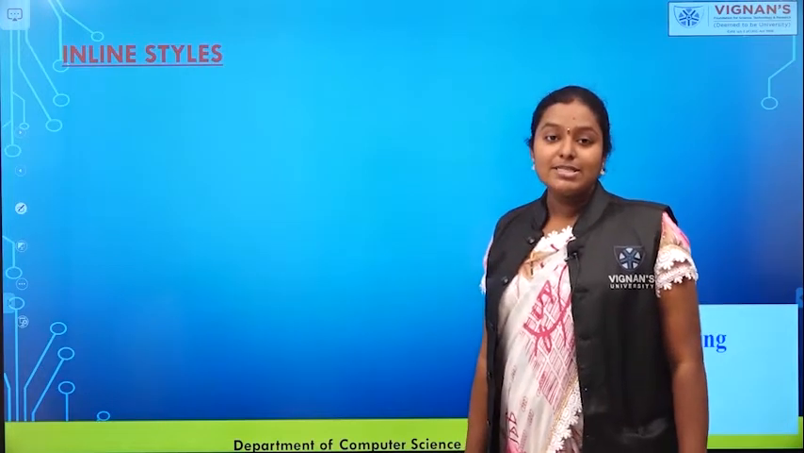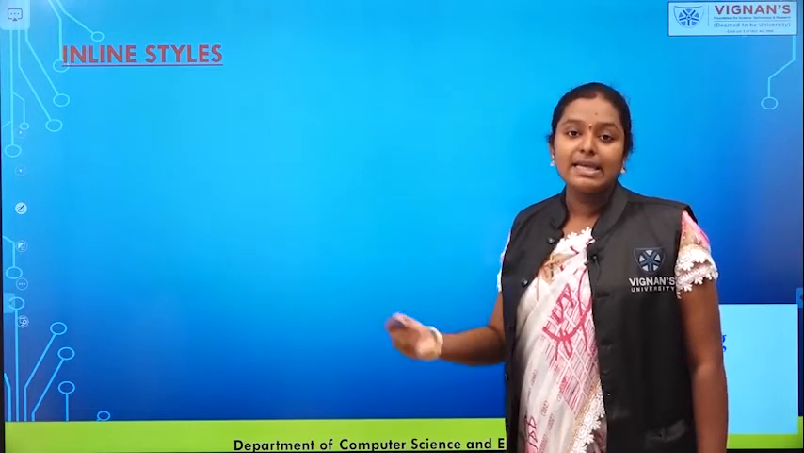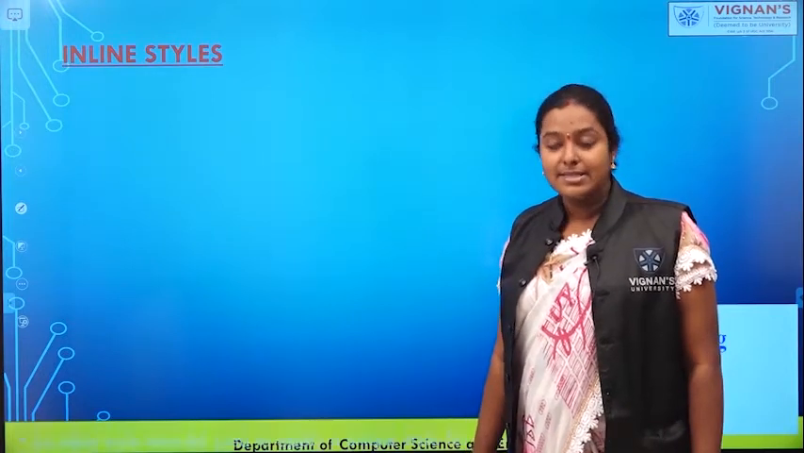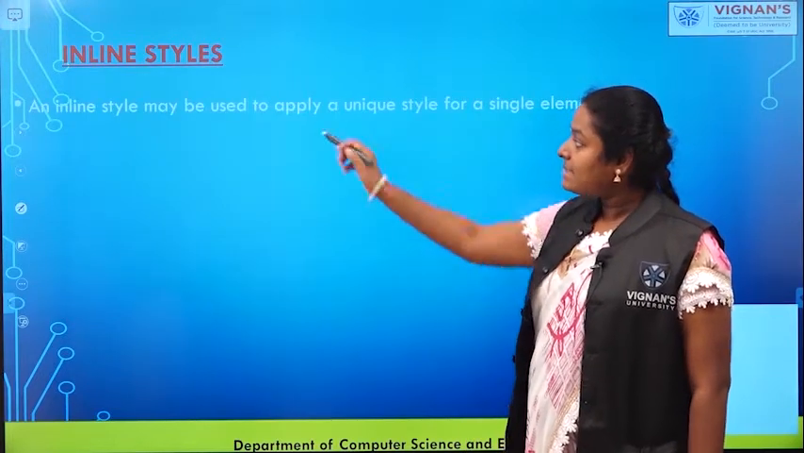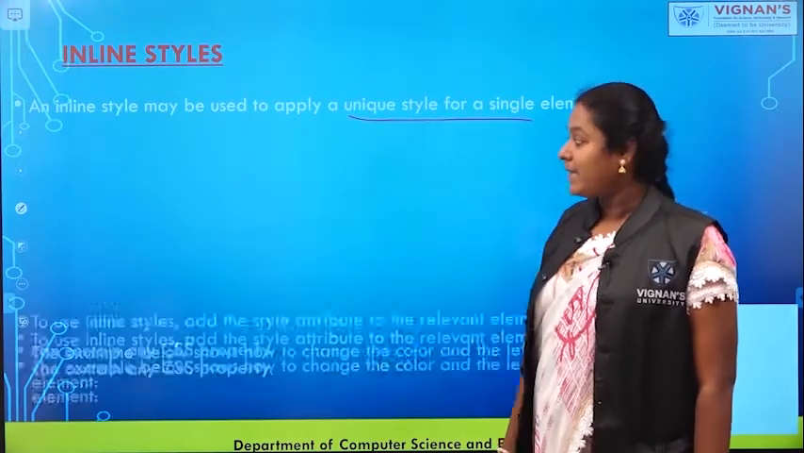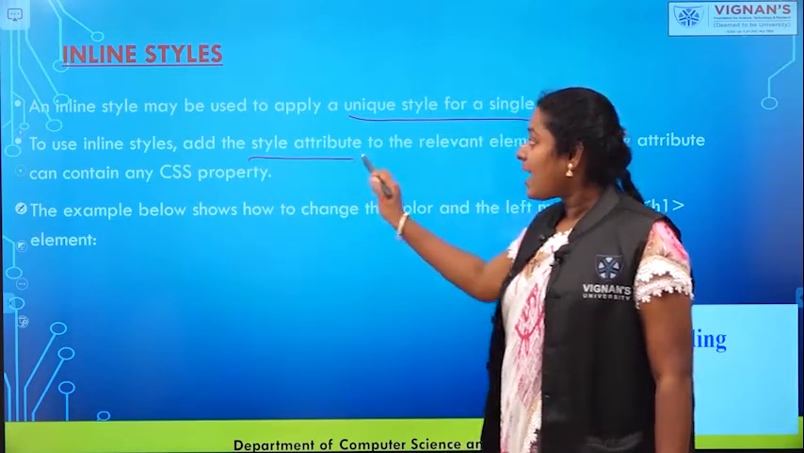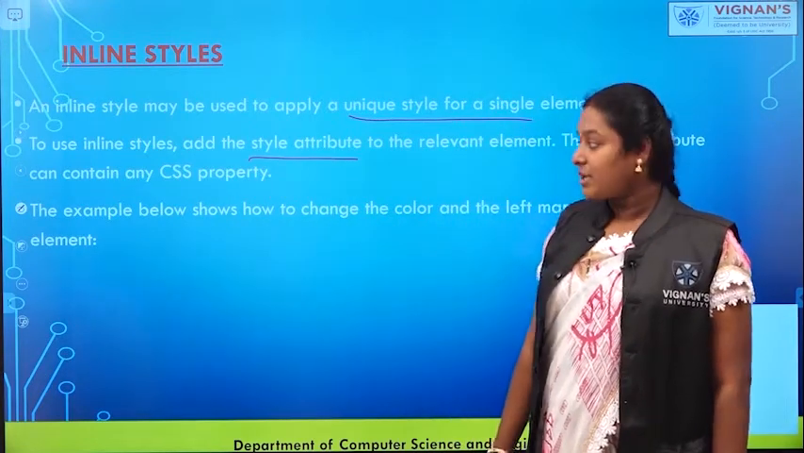So the next style sheet we are going to discuss is inline. Inline is nothing but if you want to apply a style for a single element, then you have to use the style attribute within the same tag. So inline style may be used to apply a unique style for a single element. To use inline styles, add the style attribute within the corresponding HTML element.